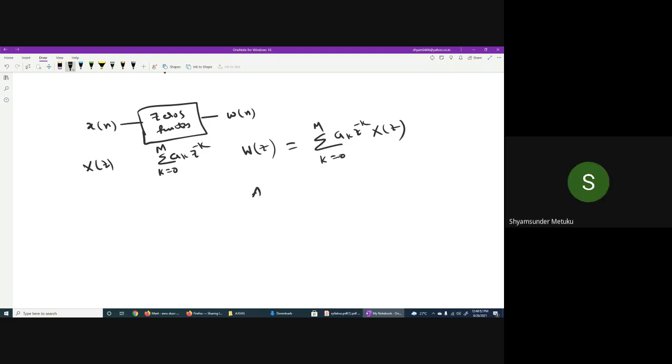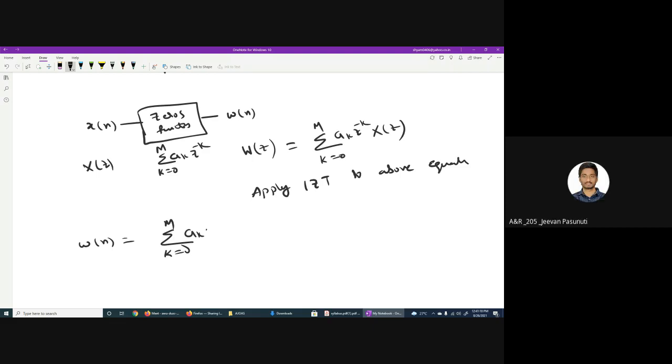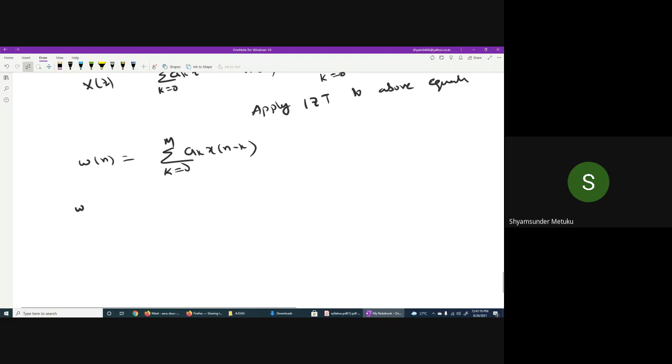Now apply inverse z transform to the above equation. Can you tell me how it is going to come? W of z inverse is w of n, isn't it? Summation k is equal to 0 to m a_k z power minus k x of z. Inverse z transform is what? x of n minus k. Very good. If you expand it, w of n is equal to a0 into x of n plus a1 into x of n minus 1, plus you go on up to, what is the last term? M.